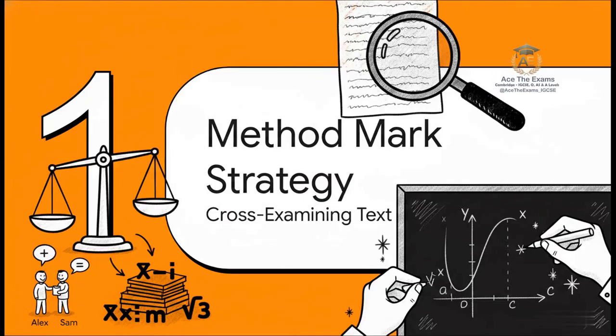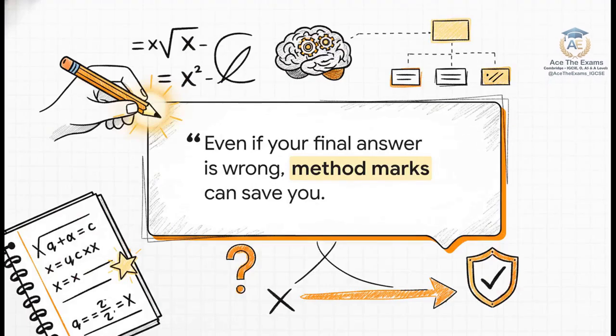Moving on to Section 2, cross-examining the text. The method marks strategy. Let's see how our attorneys structure their opening arguments. Okay, so counsel Alex steps up to present their primary defense strategy, and I've got to admit, it's a brilliant one. The examiner reports are constantly issuing this massive alert. Students are losing huge marks simply because they don't show their working. Alex reminds us of the golden rule of Cambridge mathematics. Even if your final answer is totally wrong, method marks can save you. Seriously. When you are completing the square, you get marks for the actual process.